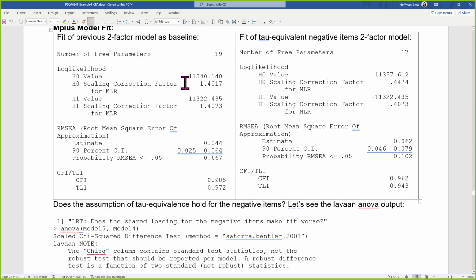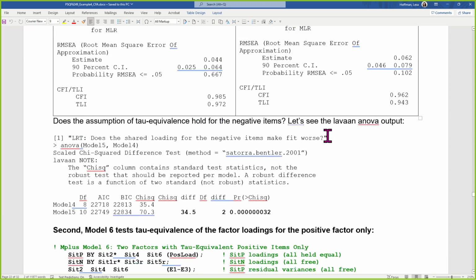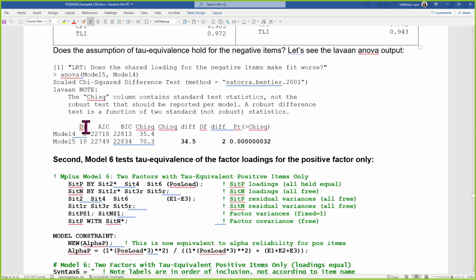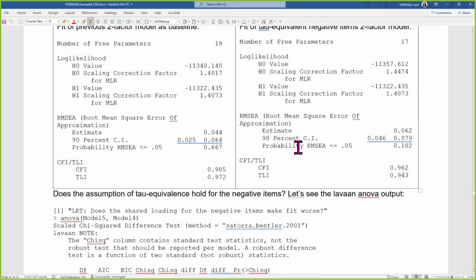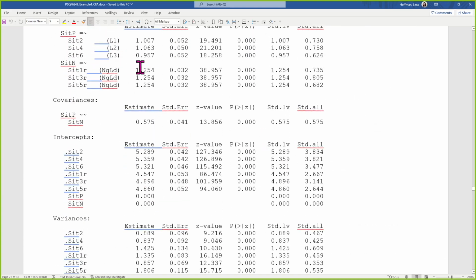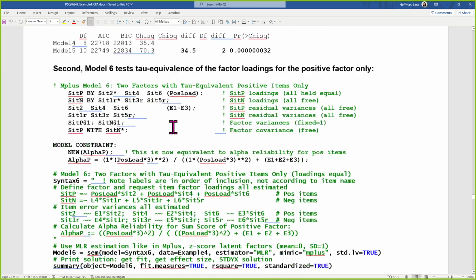So here is a comparison of the two fits. The difference in degrees of freedom is indeed 2. Here is the ANOVA output from R. Chi-square difference of 34 on 2 degrees of freedom is significant, so yeah, that's worse. What that means is that a model where these are 3 different numbers fits better. They're not equivalently discriminating.